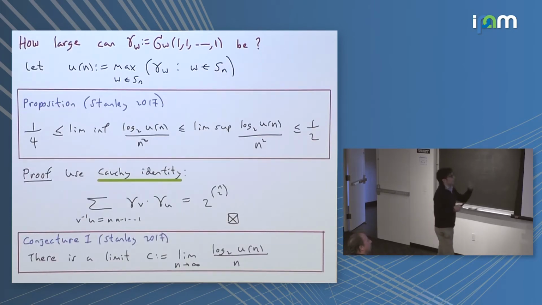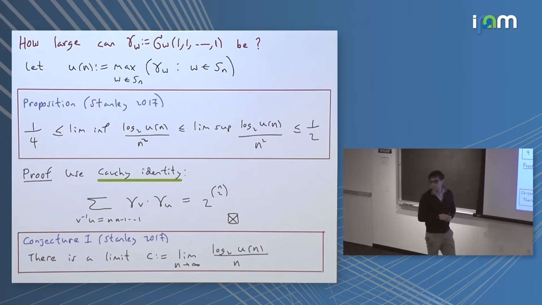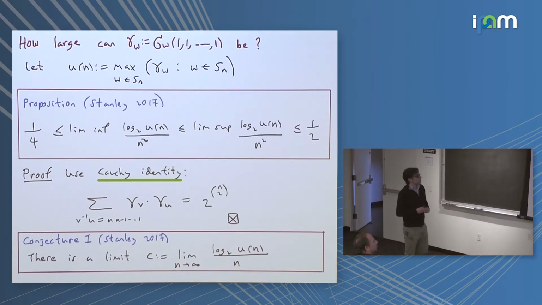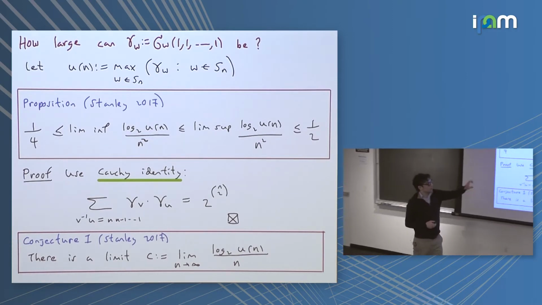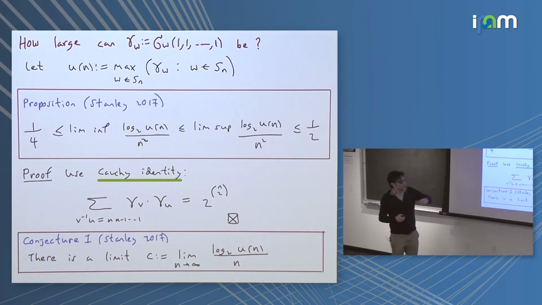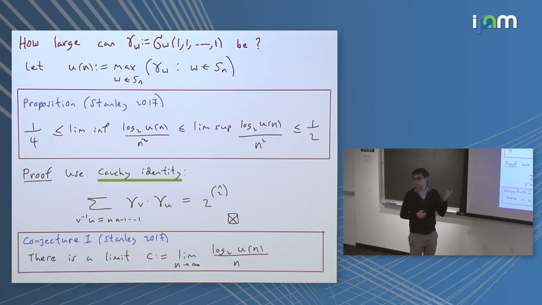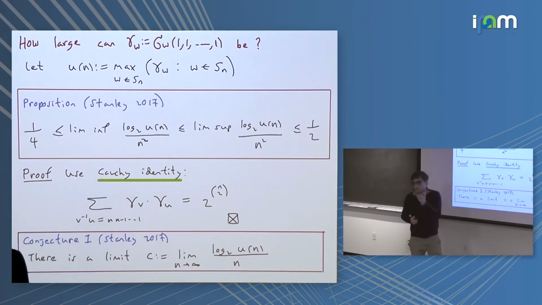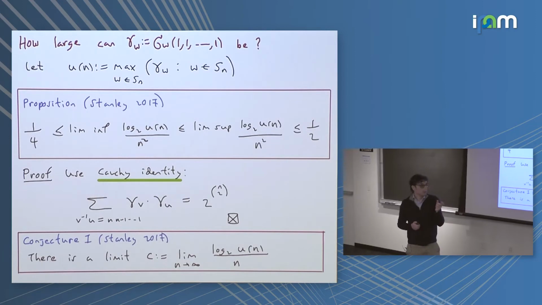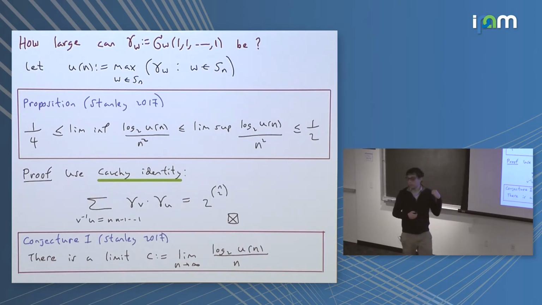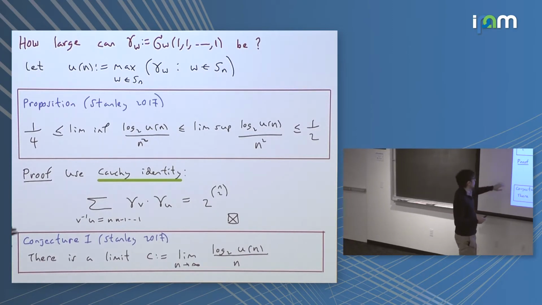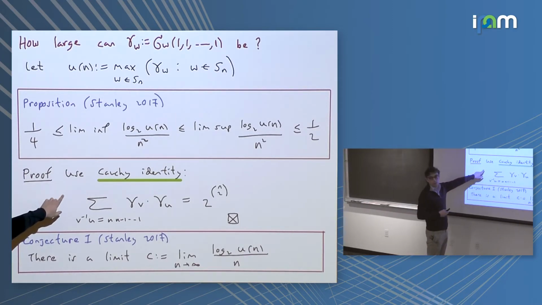But Stanley also asked, well, how large can the principal specialization be? That's more or less what we're going to concern ourselves with for the rest of the talk. So let u_n be the maximum: if you look at all permutations of S_n, what's the maximum value of that principal specialization? Okay, that's u_n. And Stanley showed that the log base 2 of that maximum divided by n squared is between 1/4 and 1/2. Okay, so we're all on the same page, let's see why that's true.